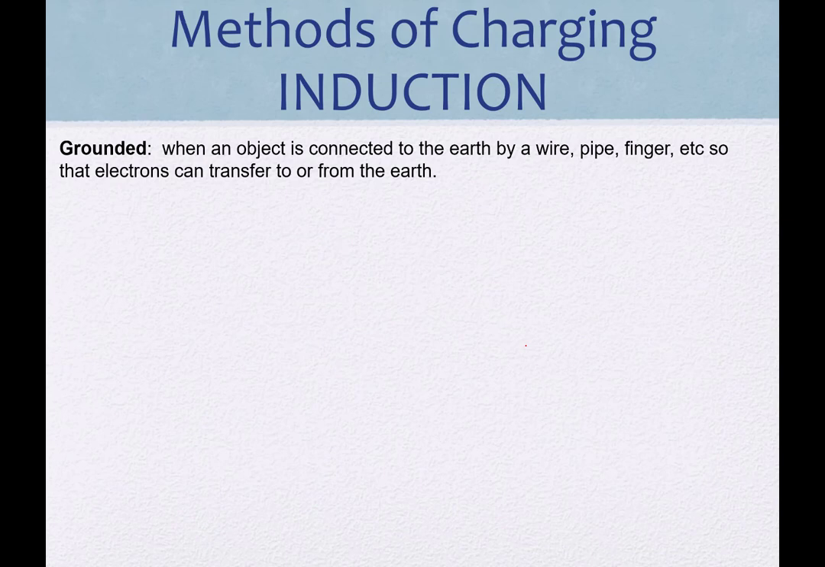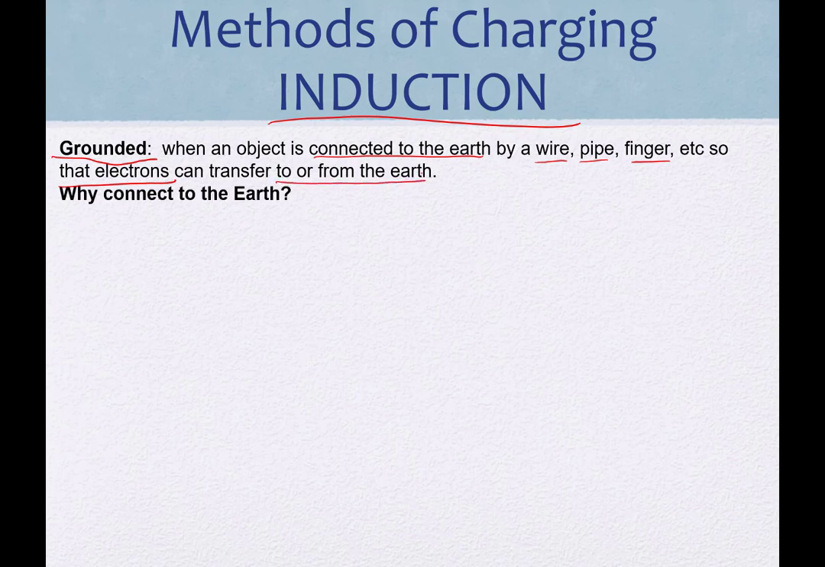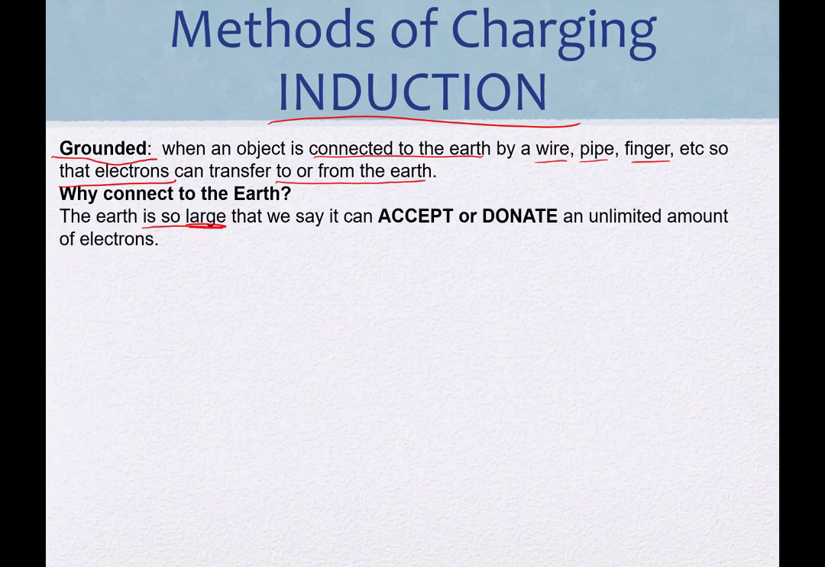Okay, so our last method of charging is called induction. And before we talk about induction, we need to talk about this idea of grounding. You've probably heard the term electrical ground. When we ground something, we're connecting it to the earth by a wire, pipe, finger, etc., some sort of conductor, so that electrons can transfer to or from the earth. And what this does is it neutralizes the object that you ground. The reason it works is because the Earth is huge, and it's so large that we say that it can accept or donate an unlimited amount of electrons. So when our charged object is connected to the Earth, those like charges are going to try and repel. And so they're going to go into the Earth to get away from each other or come from the Earth until our object is neutral. So grounding neutralizes an object.